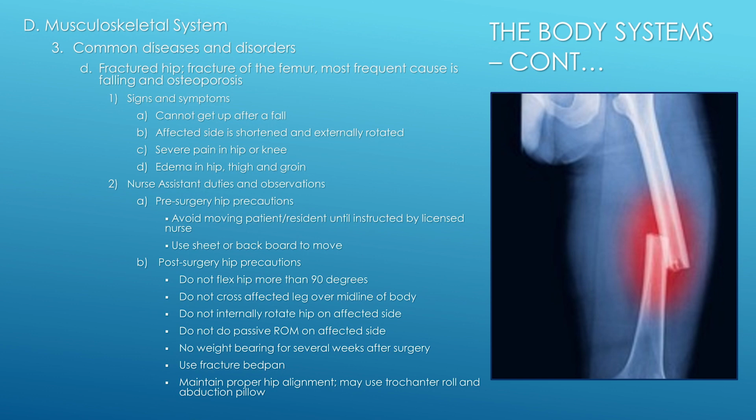A fractured hip. Fracture of the femur, most frequent cause is falling and osteoporosis. The signs and symptoms: cannot get up after a fall. Affected side is shortened and externally rotated. Severe pain in the hip or knee. Edema in the hip, thigh, and groin. Nurse assistant duties and observations.